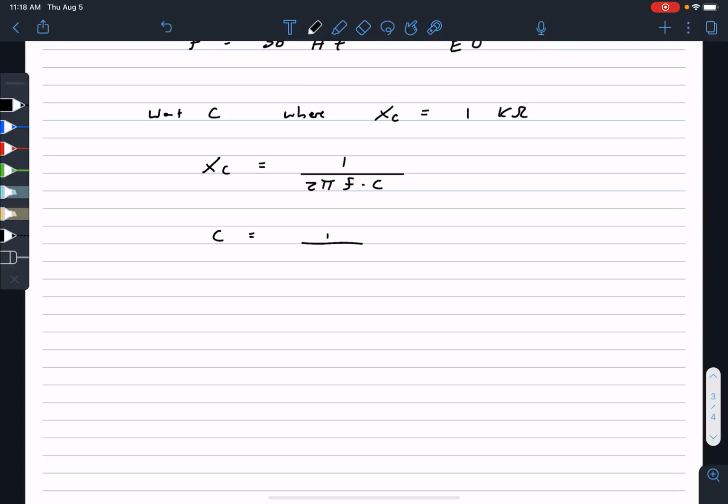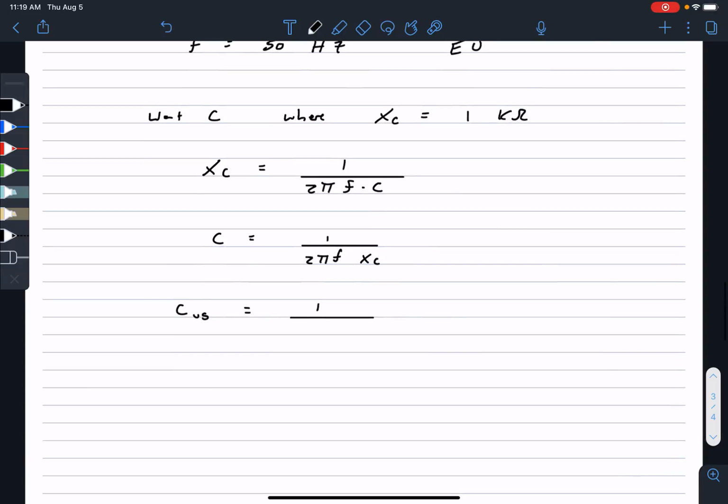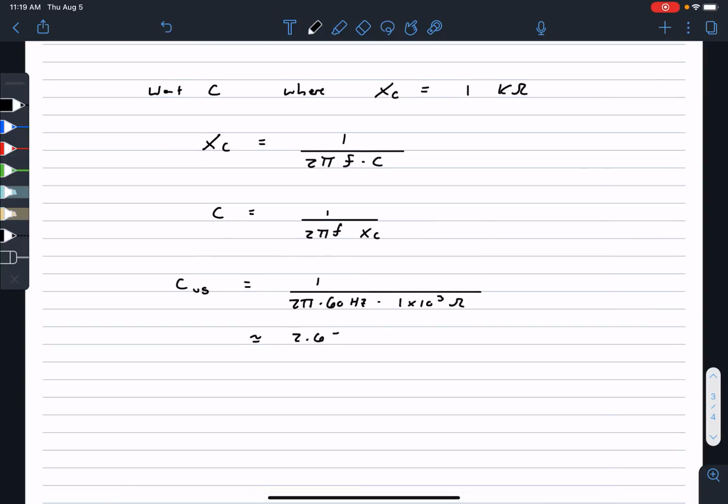C is equal to 1 over 2 pi f times XC. Now we know f, we know XC, right? So let's do this for capacitance in US. It's going to be 1 over, what was the US frequency? 60 hertz. 2 pi times 60 hertz times 1 times 10 to the 3 ohms. That gives us a value of 2.65 microfarads.